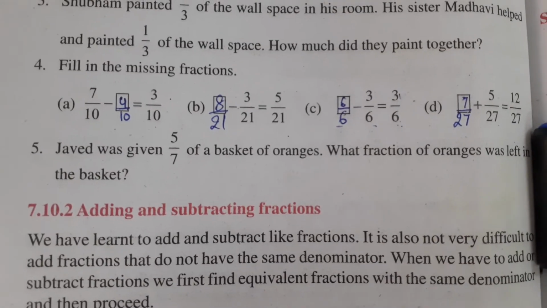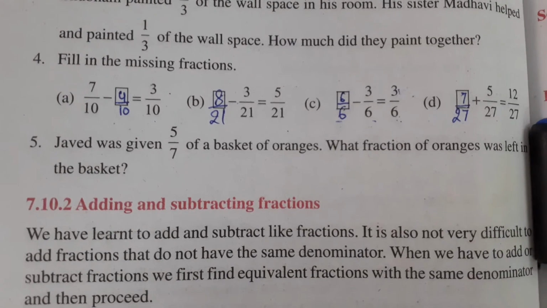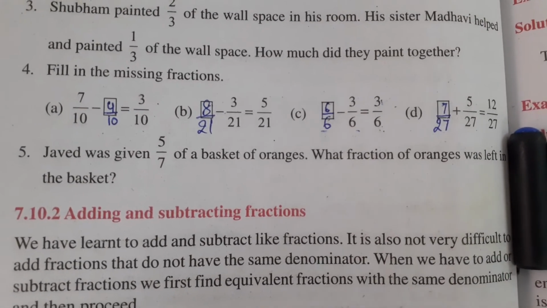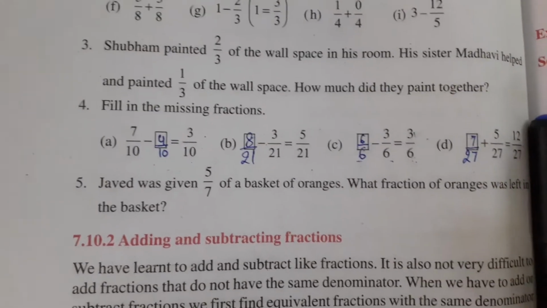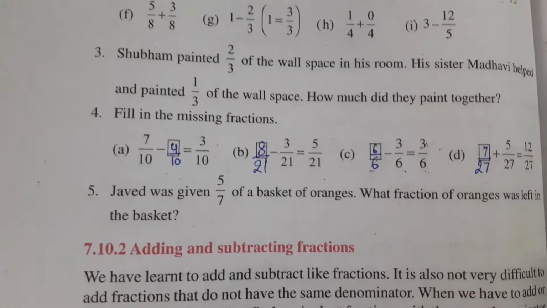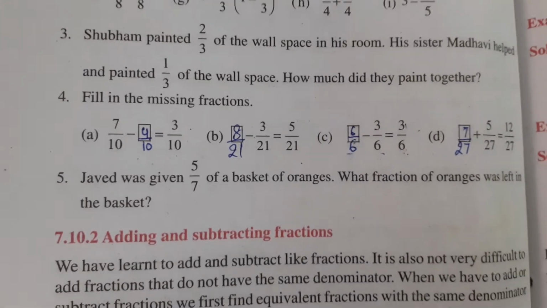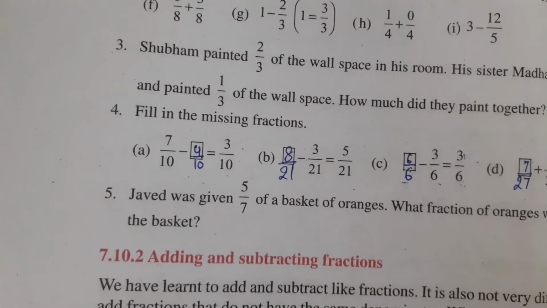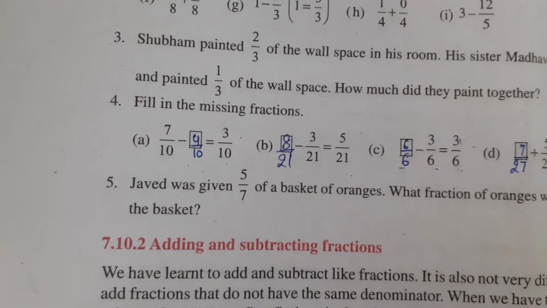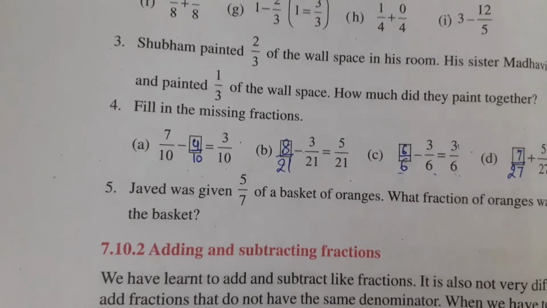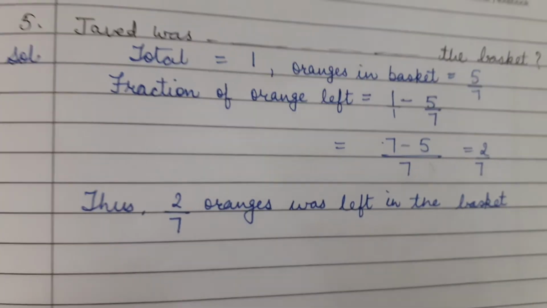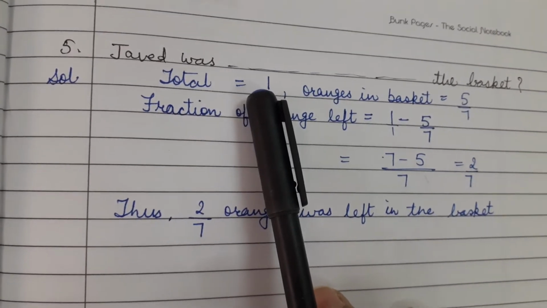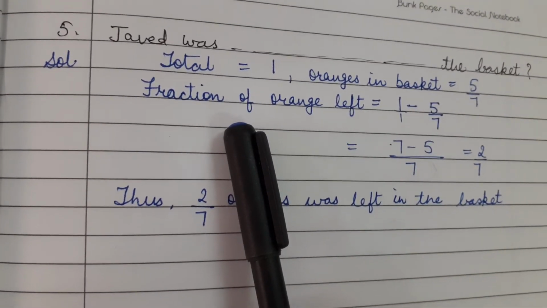Last question, Javed was given 5 by 7 of a basket of oranges. What fraction of oranges was left in the basket? Now here we are not aware कि how many total oranges were there in the basket. So let us assume that total oranges in the basket were 1 complete. Why have we taken 1? We are assuming that the basket is full of oranges. So total is 1.